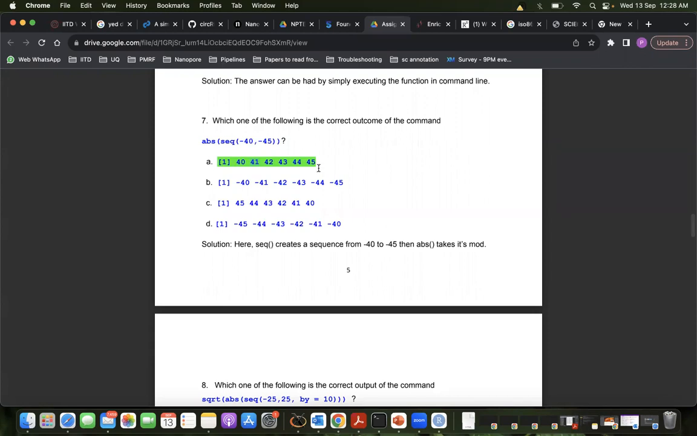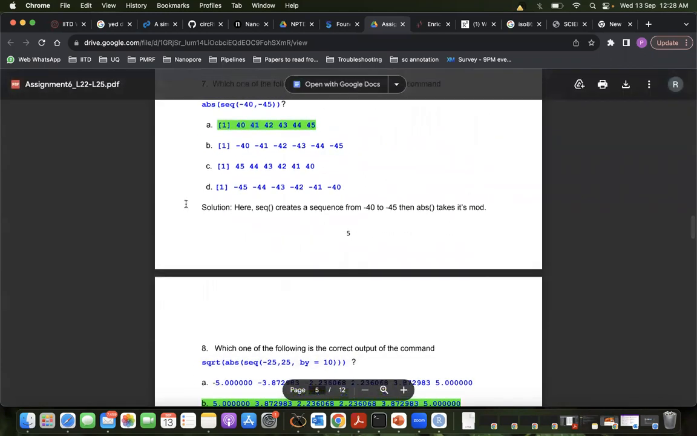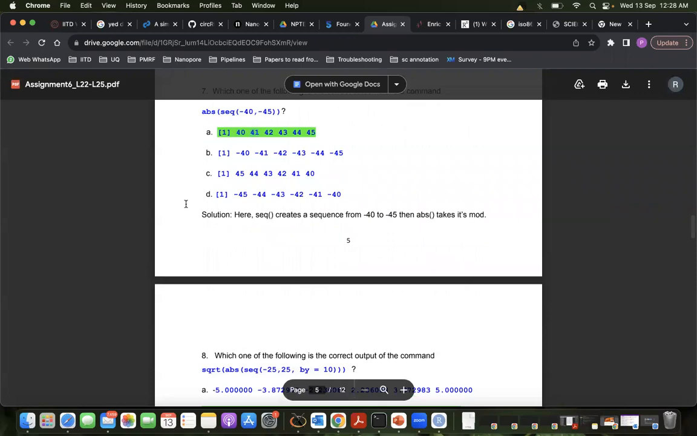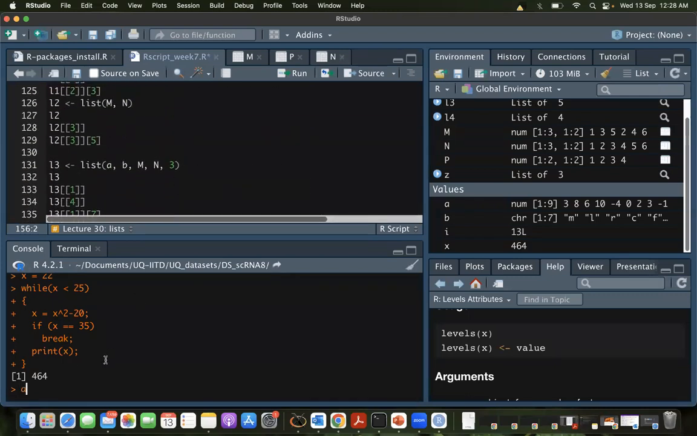Positive numbers remain positive, and negative numbers become positive at that same place. I'll just show that to you. So I think this vector A we had has both positive and negative numbers. If I take the absolute, you can see the positive numbers remain positive and the negative numbers became positive.